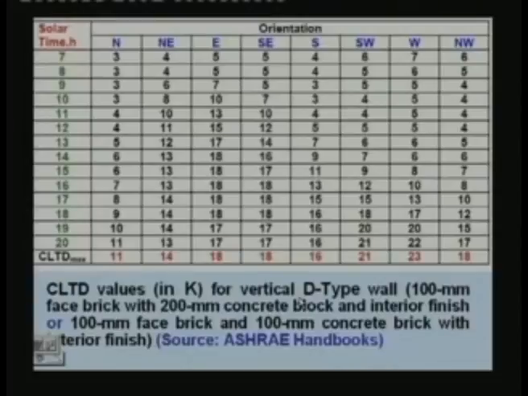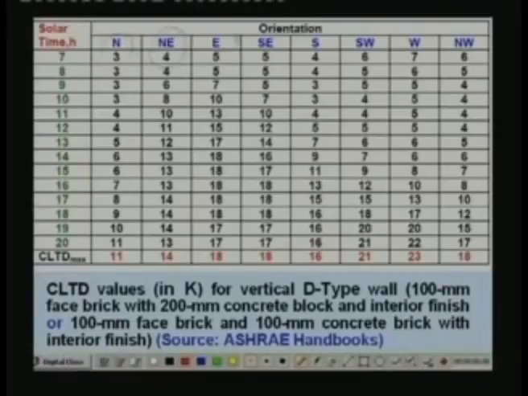Since it is a vertical wall, the orientation comes into picture, whether it is north facing or northeast facing, right? This is north facing, northeast facing, east facing, southeast facing, like that. Okay, and at different solar times, right? So these are the temperatures in Kelvin. And you can also see here the maximum CLTD value.